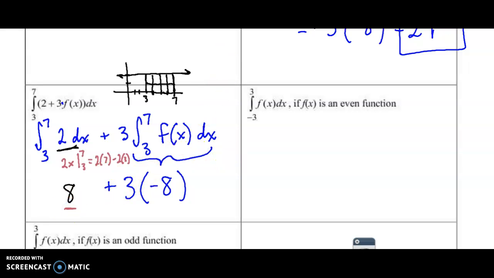So what's our final answer? Let's go back to blue. It is 8 minus 24 to get an answer of negative 16. Okay, so hopefully I said something there that made perfect sense.